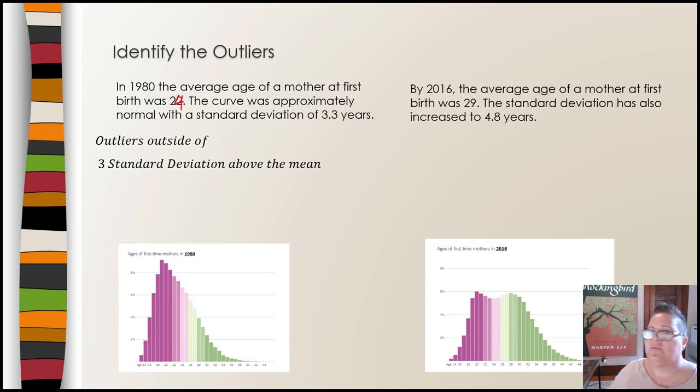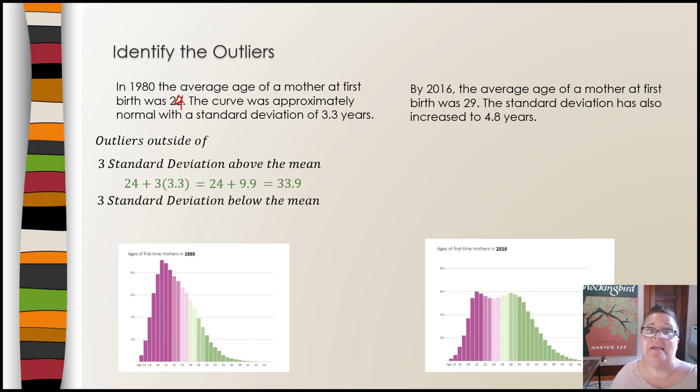Okay, we're going to try 24. I apparently switched it. All right, so if the average age of a mother at first birth was 24, the curve was approximately normal, 3.3. So I'm going to take that 24 and add 3 standard deviations to it, or 3 times 3.3. That gives me 24 plus 9.9, which is 33.9. So that means that anyone who is age 34 or above having their first baby in 1980 would have been considered an outlier.